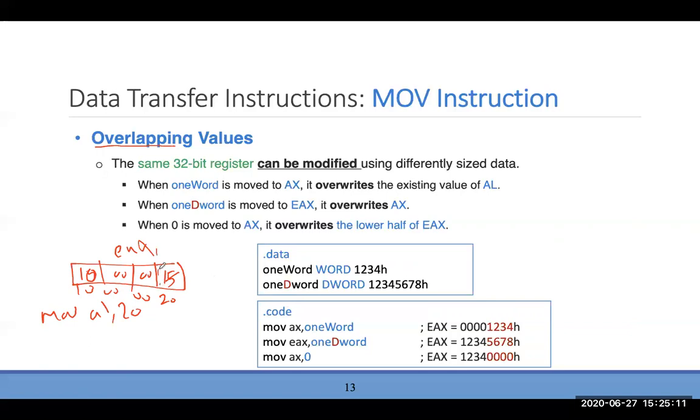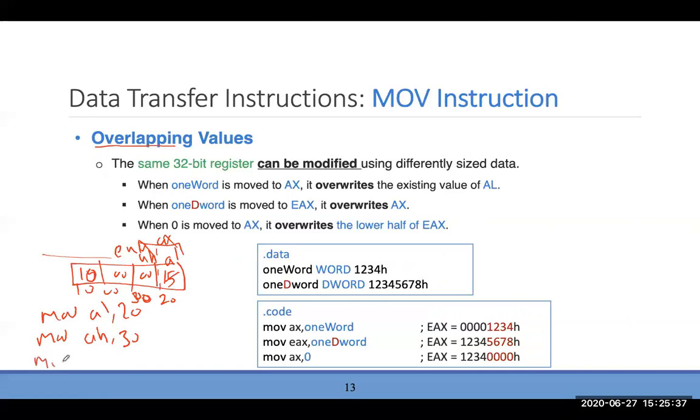So the rest cannot be changed because we only access AL. This is AL, this is AH, this is AX. Right, guys? This is the AX. You with me, guys? So if you do this, this is going to change. All right, what if I say move to AH 30? So this 20 is not going to change. We're only going to go here and move 30, because it's just going to affect AH.